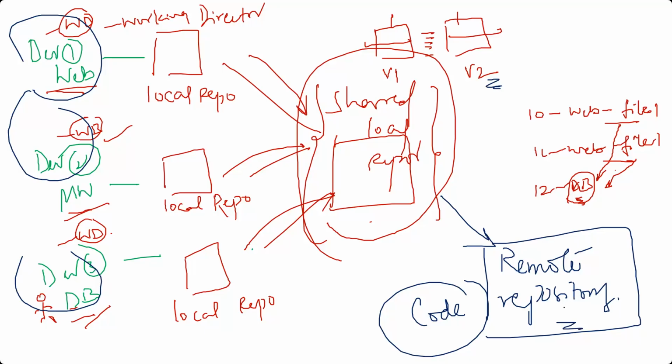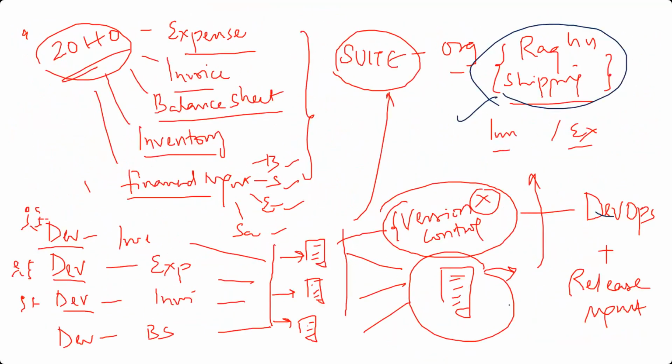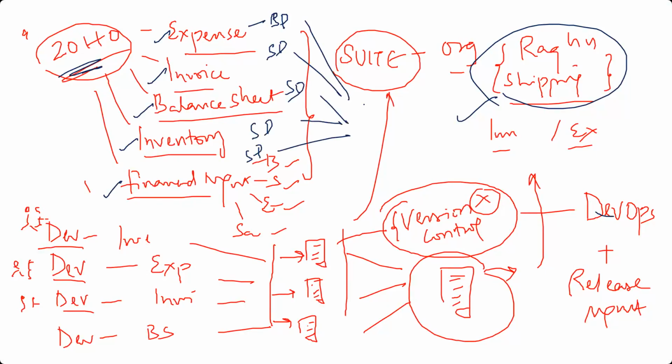Okay. So in a large product where you have different teams working on expense, invoice, balance sheeting, inventory, financial management, like in a product like Zoho, each team has their shared repo. When they want to publish the final suite, they will merge that entire repo into one remote repository and then create an installable suite. Okay. So this way, the versions of source code are managed.